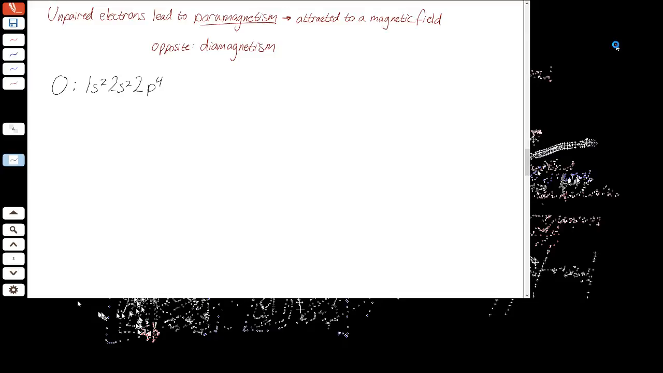Now that should add up to 8 because oxygen has 8 electrons. Does it? Yes. But we didn't actually have to count up every single electron to do that. We just had to recognize it's the fourth one in the p block, and therefore it's got to be a p4 element. Also, it's in the second row, so it's got to be a 2p4.